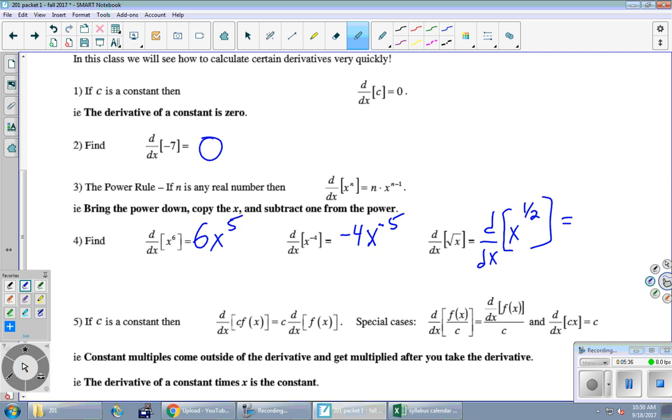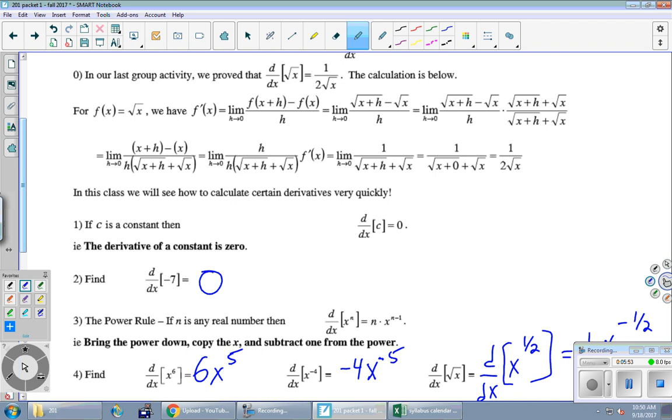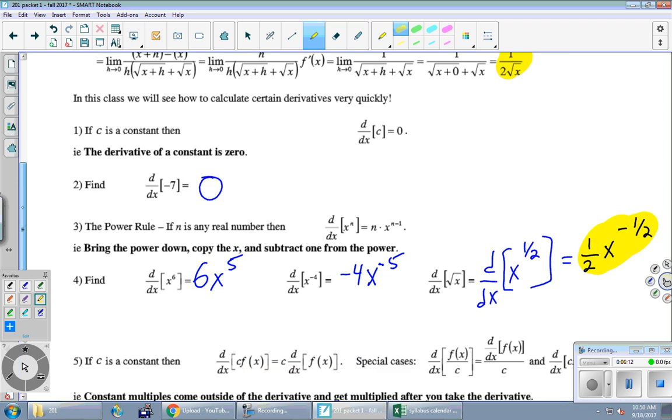So what comes down? Half, copy x, new power, -1/2. Subtract 1 from that power. And that's it. This answer is perfectly acceptable. I think we saw last class that that 1/2 x to the -1/2 is exactly the same as what we got after doing our entire algebra intensive process up above. They're equal to each other, okay? All right, so that's the power rule.